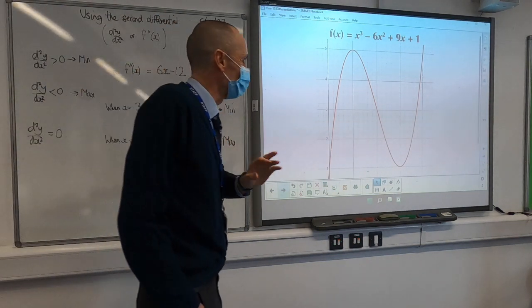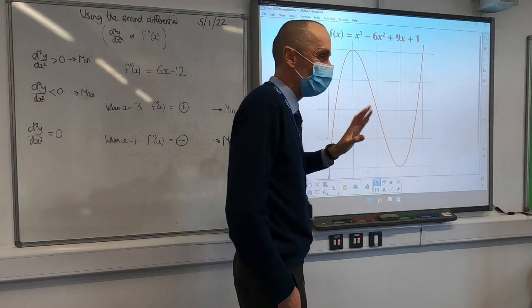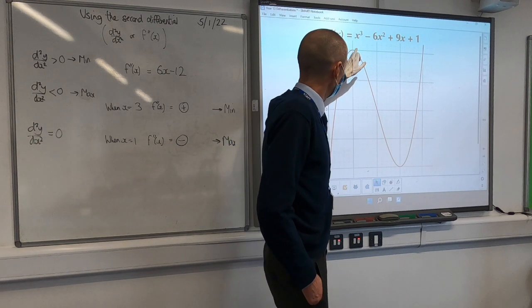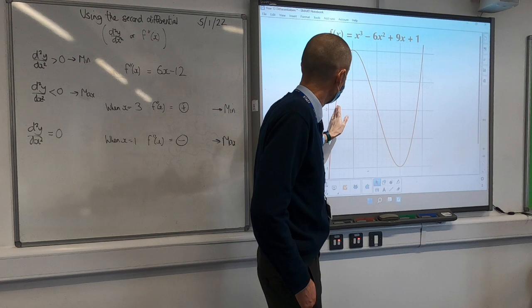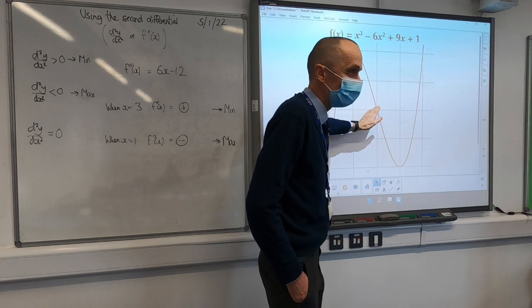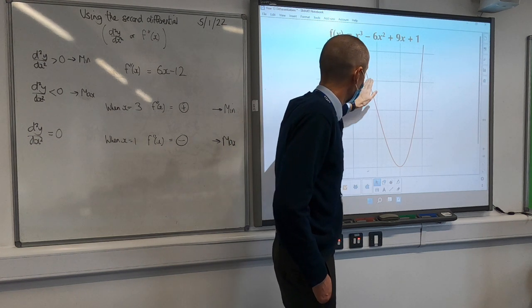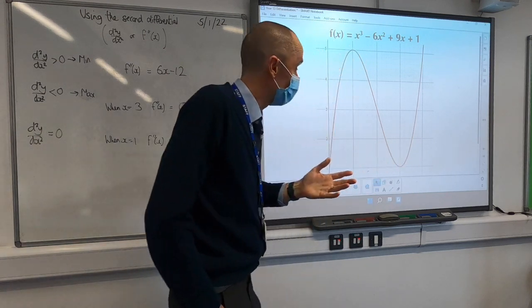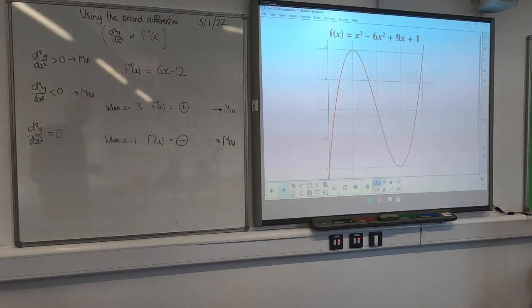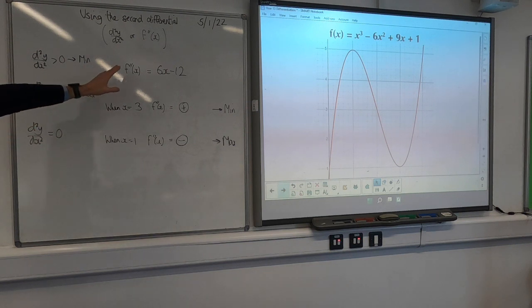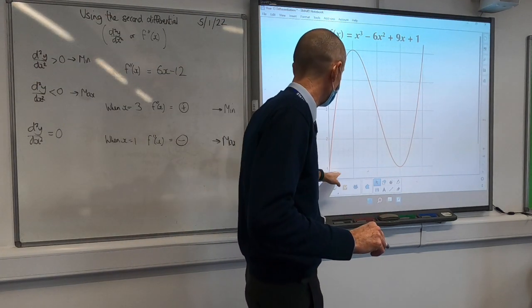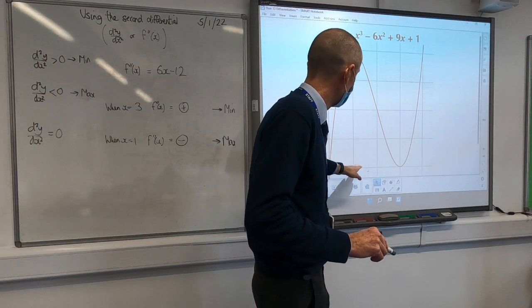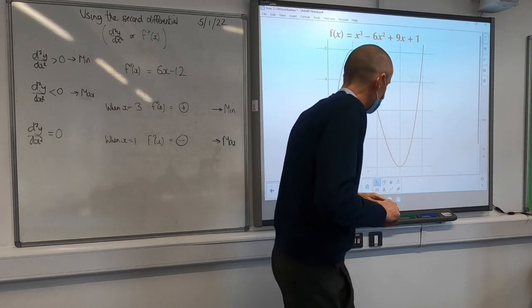But actually, it isn't just negative here. For this whole period, while the gradient is going from something very big to something very negative, d2y by dx squared will be getting smaller. So we'll get a negative value of d2y by dx squared, or f double dash of x, they're the same thing, for that whole period.